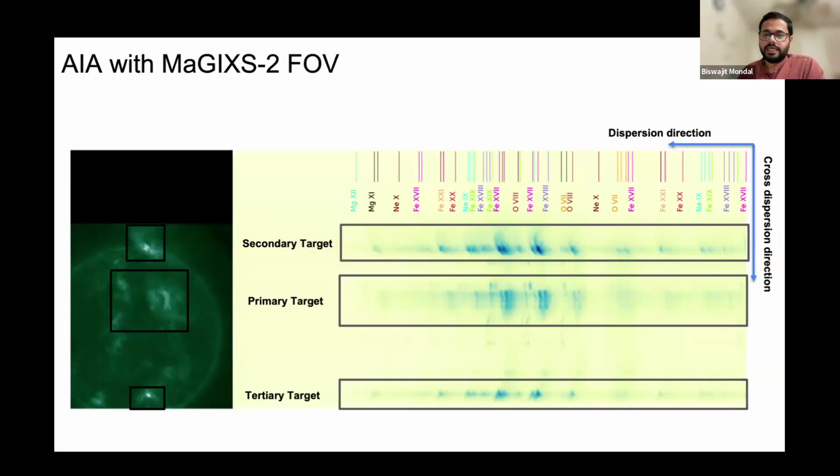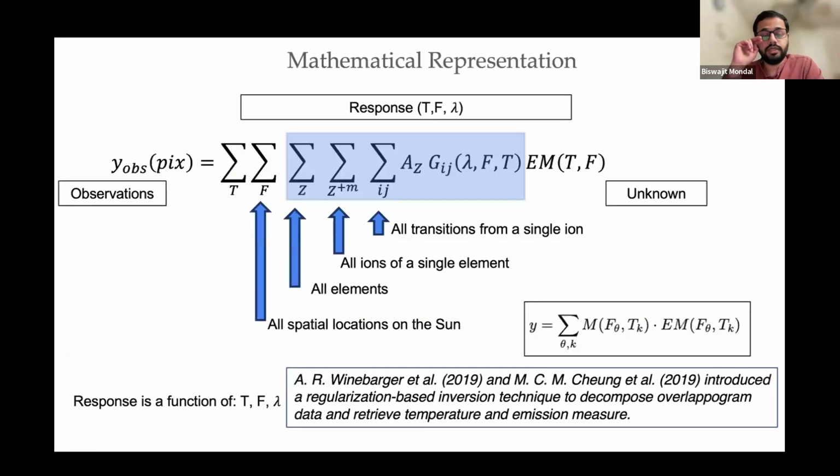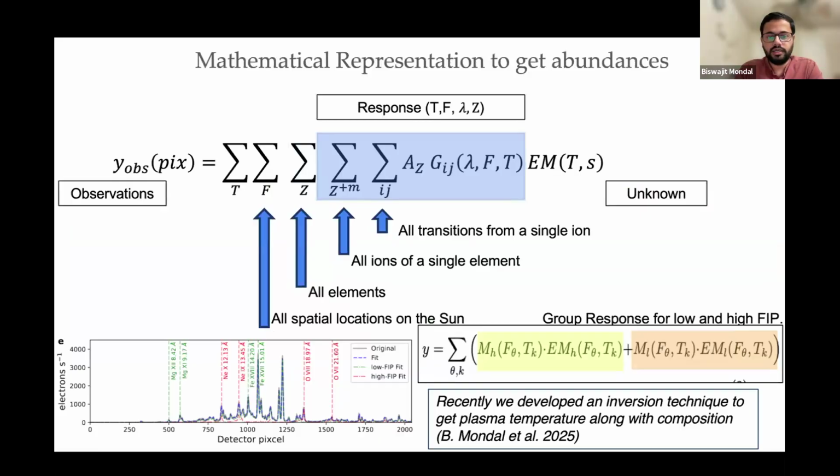Interpreting this data is challenging because there are spectral and spatial overlaps. The MaGIXS team developed an inversion technique to disentangle this, but so far this inversion was limited to getting only the temperature structure of the Sun. Recently we have extended this inversion technique to get abundances as well as temperature and emission measure. I will not go into the details of the mathematical formalism, but now I will show you how to apply this method to actual MaGIXS data and what we get in the preliminary analysis.